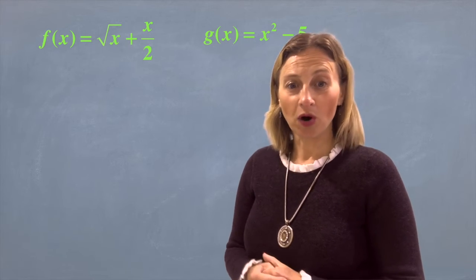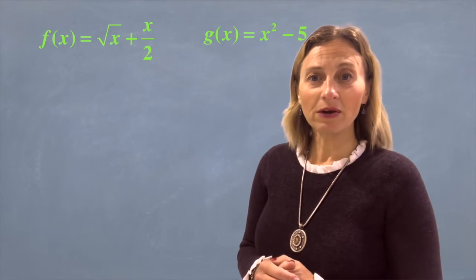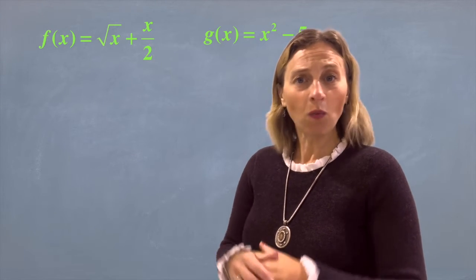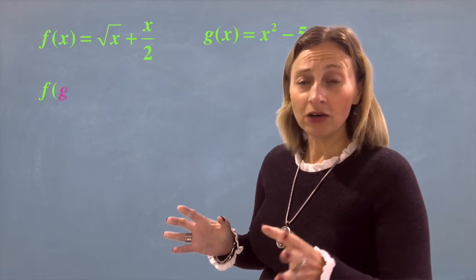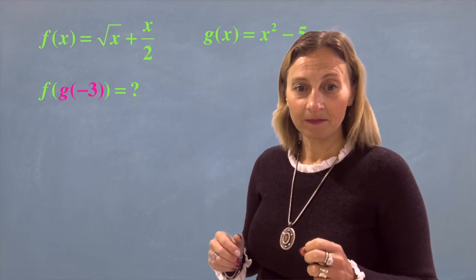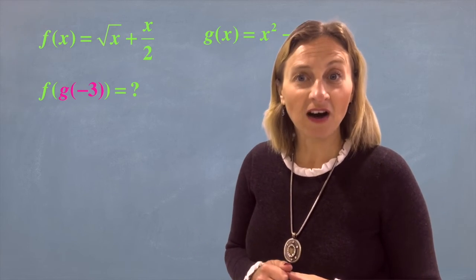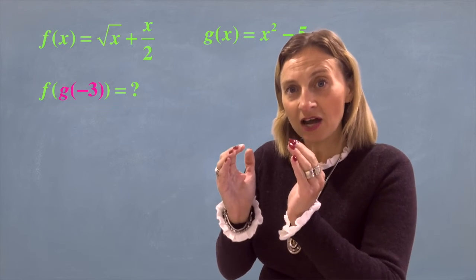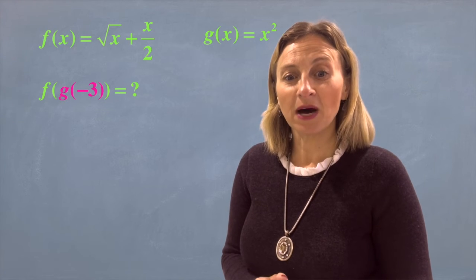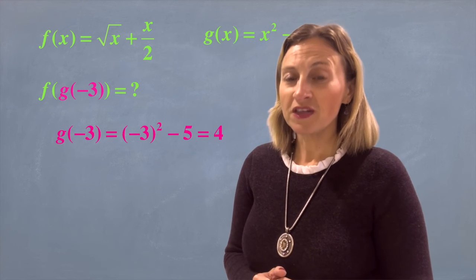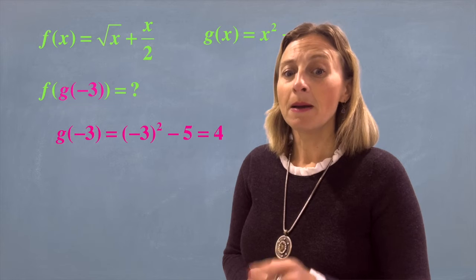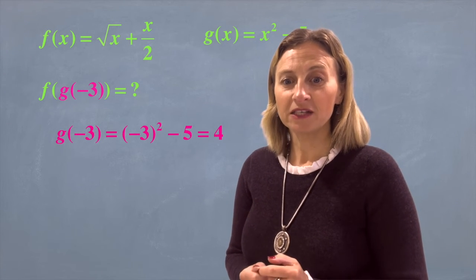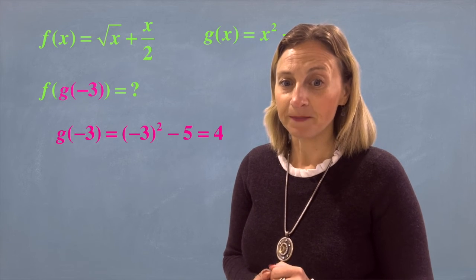Here we have one a little bit more complicated. f of x equals the square root of x plus x on 2, and g of x is x squared minus 5. Don't worry that the equation looks complicated, because all we need to do is to substitute things in. Here, my question says, find f of g of minus 3. So what do I need to do? The bit inside first, and the bit inside is g of minus 3. So remember, wherever there's an x in g, I need to put minus 3. Good. So that becomes minus 3 all squared minus 5. Be careful of that minus 3.